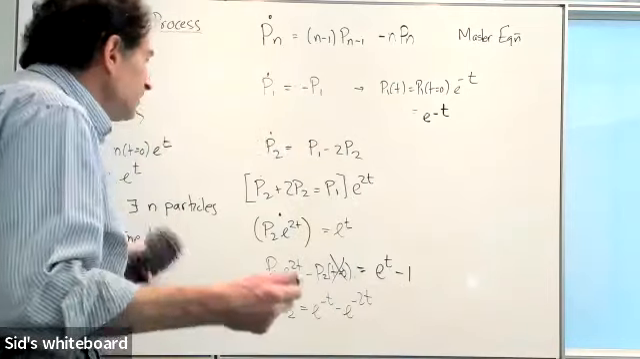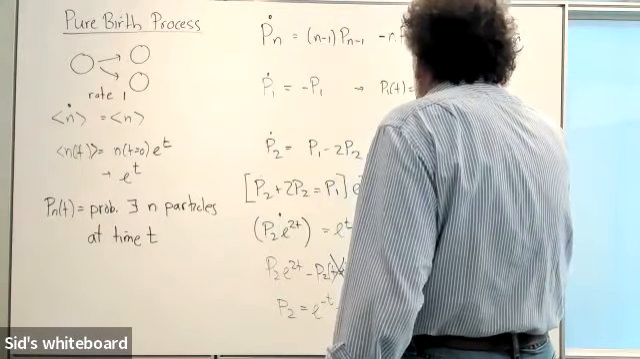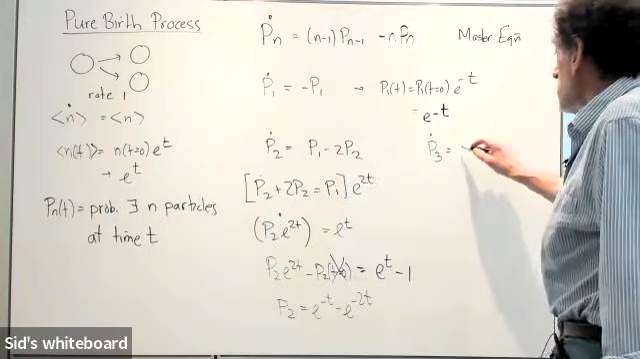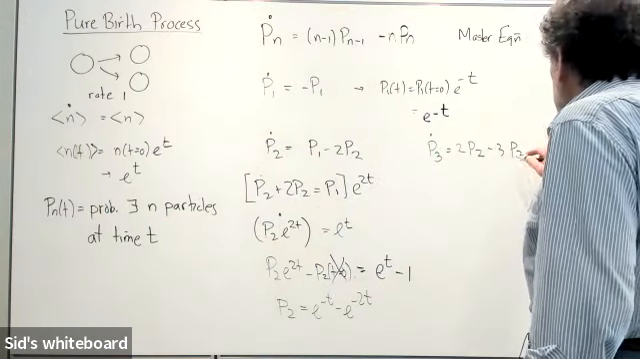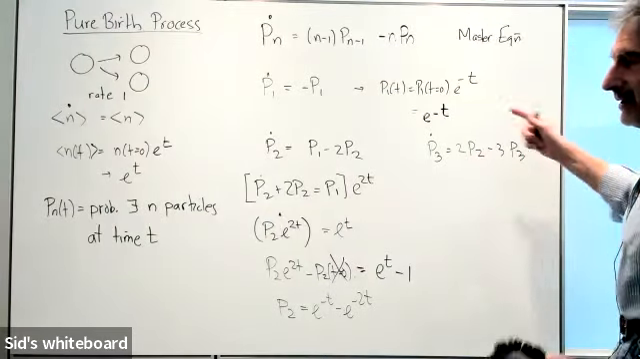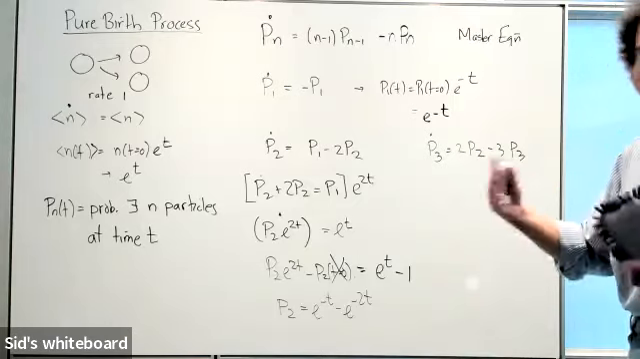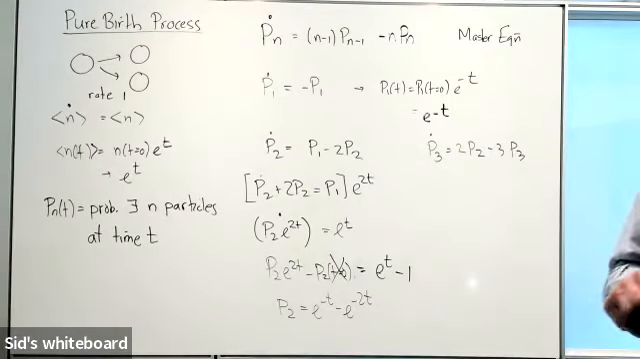And then we can continue this ad infinitum. So, for example, P3 dot is equal to 2P2 minus 3P3. And since we know P2, we can plug it in here and use the method of integrating factor to solve for P3. And we can solve one by one each of these equations, and we'll get the answer. It turns out that this case is so simple that we can do it by this direct method. But in general, this method does not necessarily work.